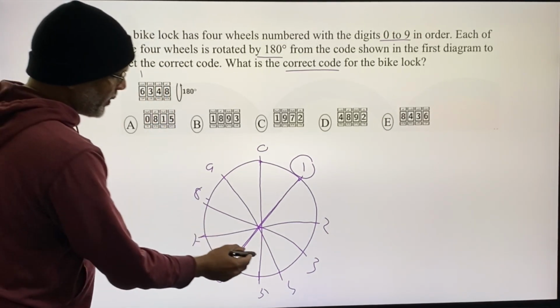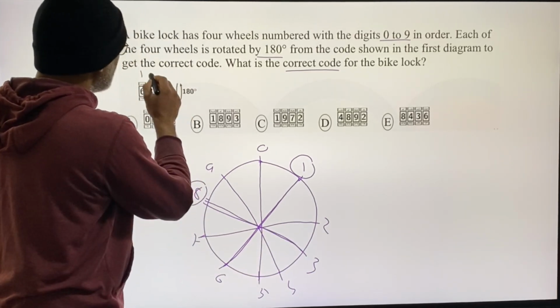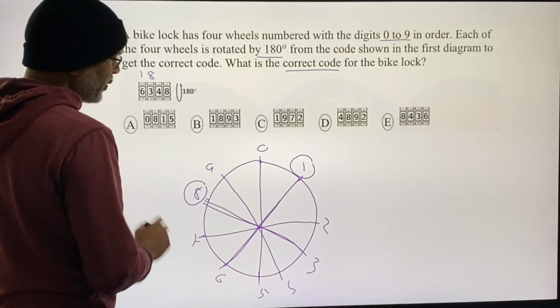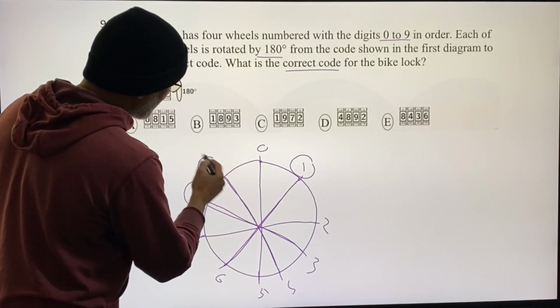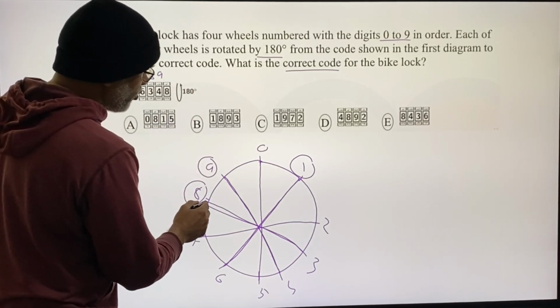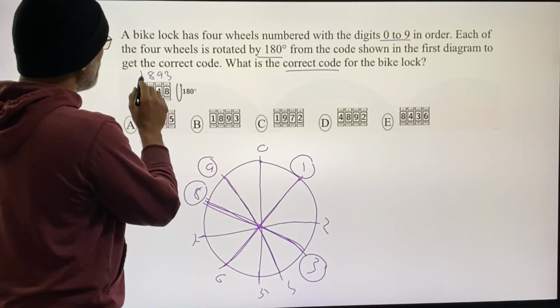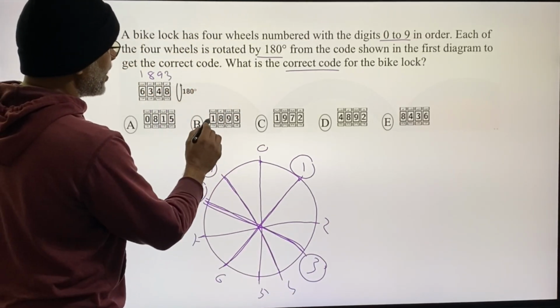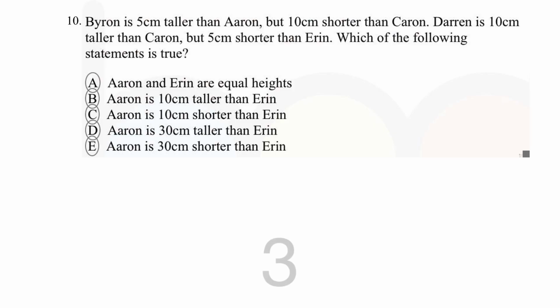Similarly 3, if we start from 3, go 180 degrees, we end up at 8. And then we start at 4, go 180 degrees, we end up at 9. Start at 8, go 180 degrees, we end up at 3, right? 1893, 1893, this is the only one that matches, then B is the correct choice.